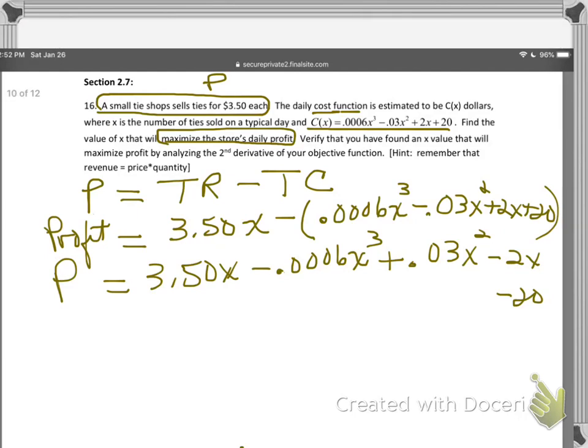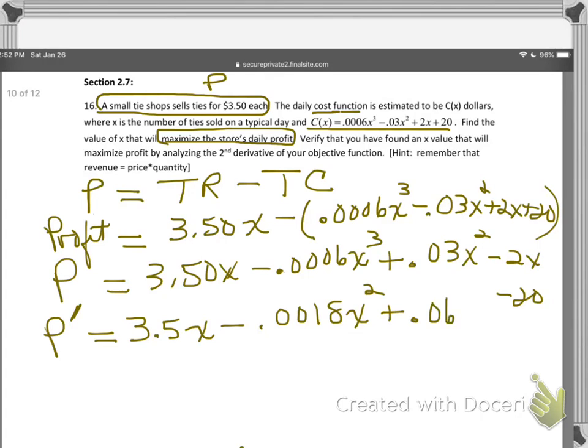Now we're ready to take the first derivative. Remember, this P stands for profit and not price. So the first derivative equals, and I could have done some subtraction, but I think I'll just do it later. So I have 3.5 minus 0.0018x squared plus 0.06x minus 2. And I apologize, I don't need an x here.